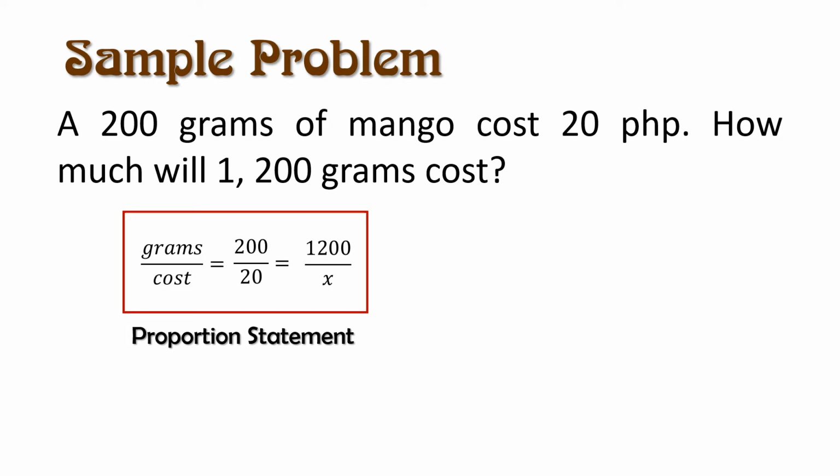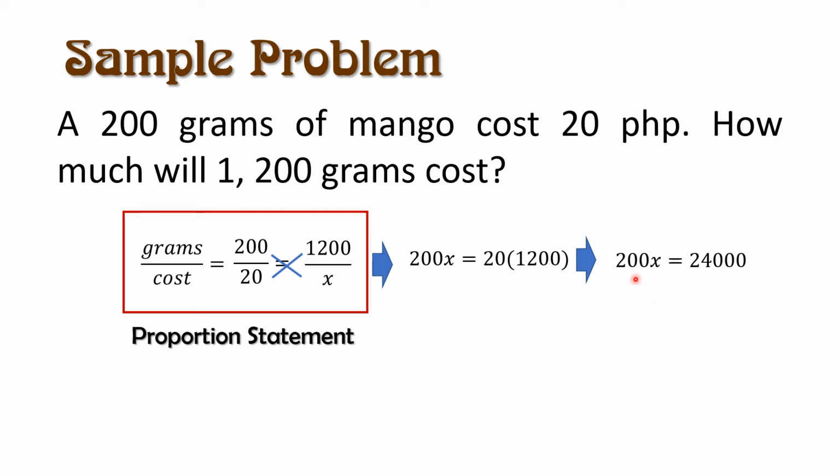Now, how can we solve for the value of x? To answer that, we're going to apply the multiplication property of equality, or simply we have to cross multiply. Upon cross multiplying, we have here 200x is equal to 20 times 1,200, and then we perform the indicated operation. So we have 200x equals 24,000.